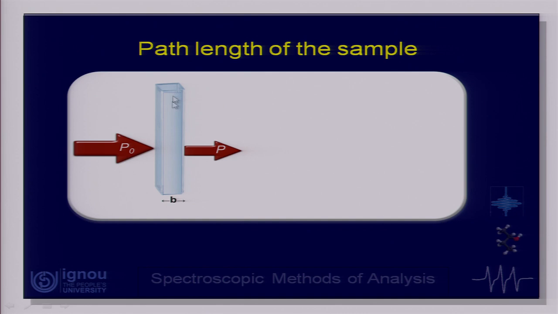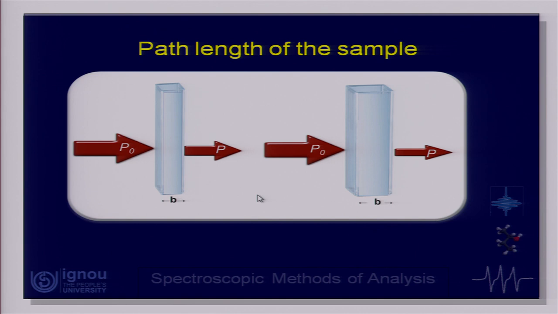Now suppose I take my sample in this cuvette, or the sample holder over there, and radiation passes through that. This is my incident radiation, this is what comes out of it. But if I take the same thing in a larger container, now when the radiation passes through this, the transmitted radiation will be of lesser intensity.